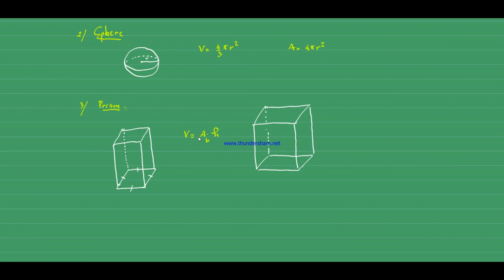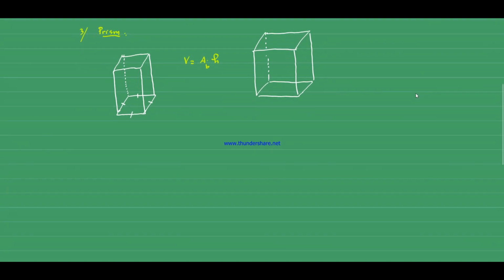So in this case, the prism here, the base, top and bottom, is a rectangle, so the area will be the area of a rectangle. For this one, the area will be the area of the square. But the base could be a pentagon, or it could be any polygon, and you use the same formula.